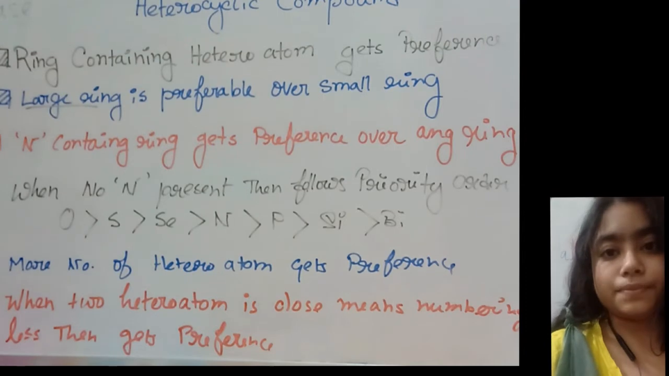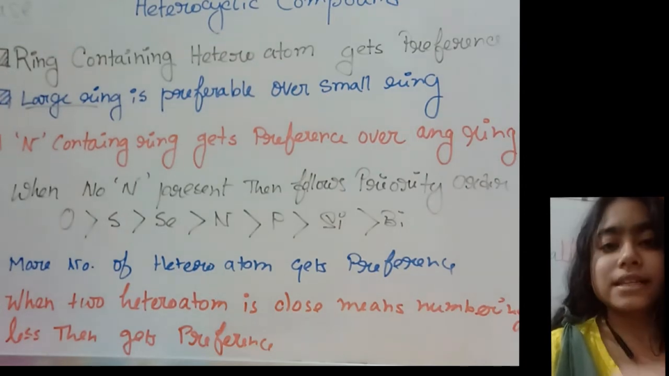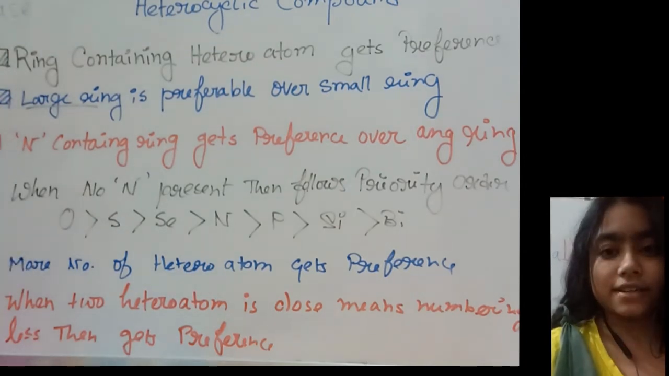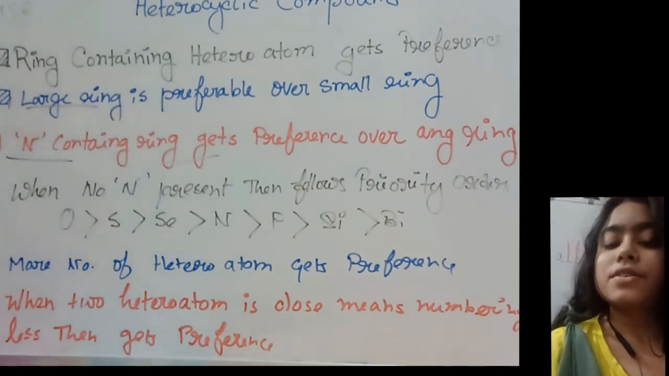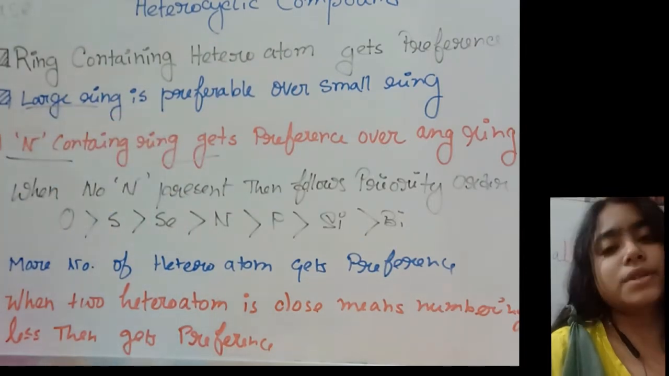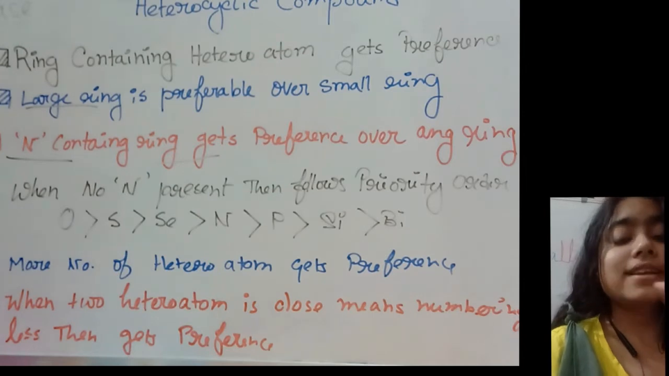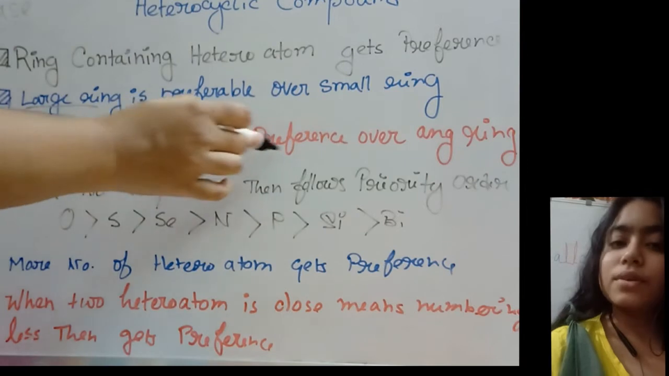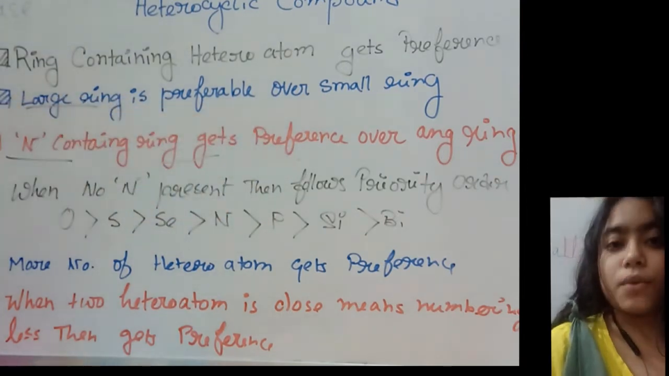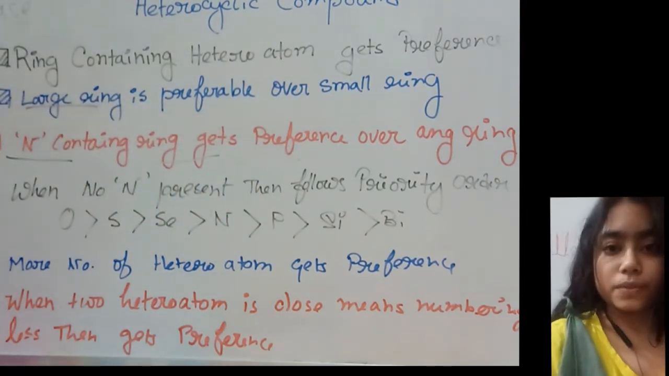The third one is, suppose there are two rings of the same size, but one ring contains nitrogen and another ring contains sulfur or oxygen, then the nitrogen-containing ring always gets preference. Even if the nitrogen-containing ring is smaller in size, it can still get preference. So a nitrogen-containing ring gets preference over any ring irrespective of ring size.